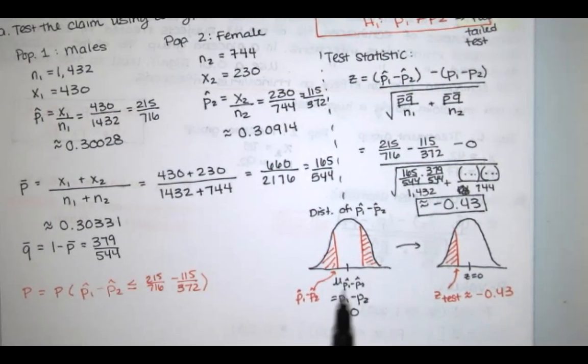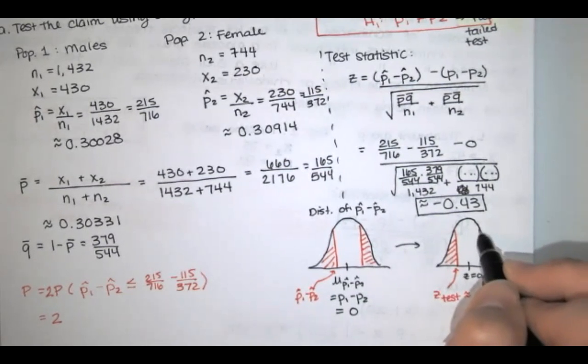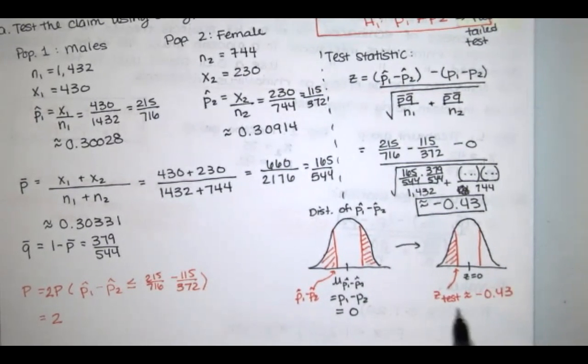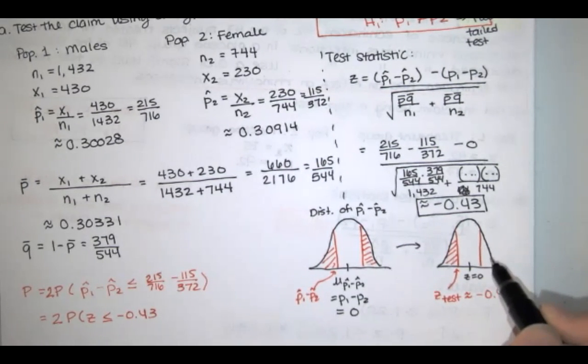Theoretically, if I had drawn a better picture, it would look the same. So I'm actually doubling this area to the left. So it's 2 times that area. And that's the same thing as 2 times the area to the left of this test statistic Z. I've got Z test is approximately negative 0.43, and I want the area to the left of that. But I also want the probability that Z is equal to positive 0.43, or a value that's greater than that.